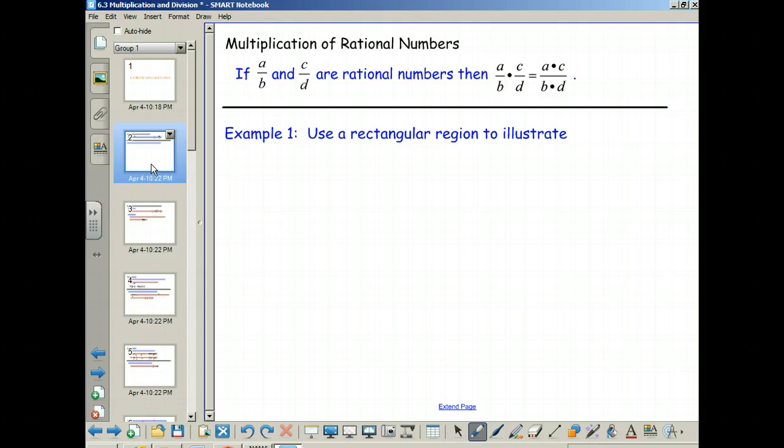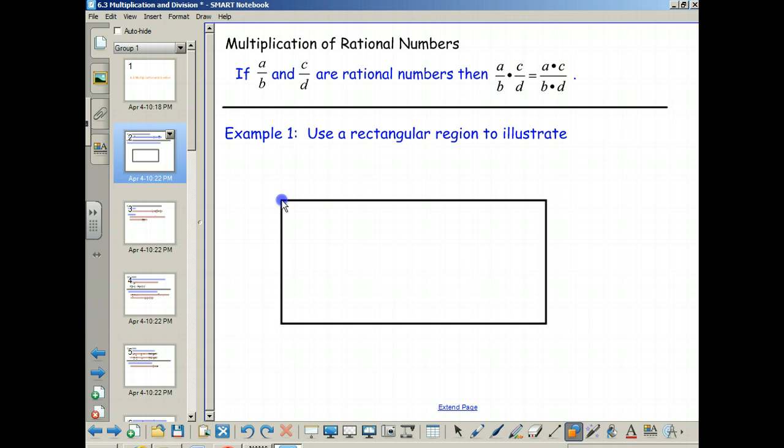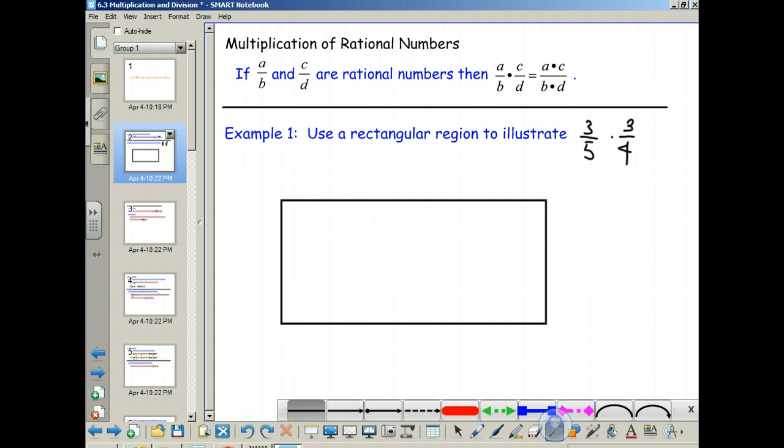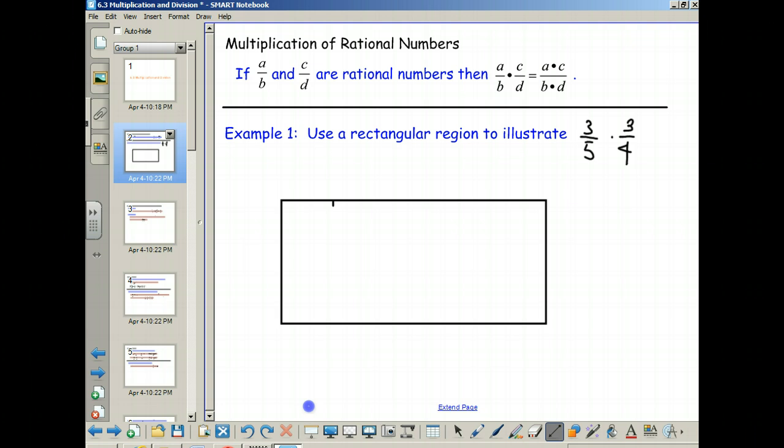First thing I want to show you is a rectangular region that illustrates how this works. So the first thing we're going to do is create a rectangle. And in our rectangle, we're going to be multiplying the fraction 3 over 5 times the fraction 3 over 4. So the first thing I want to do is take my rectangle and divide it into 5 equal columns. And I will do my best to make them look equal. And then I'm supposed to shade 3/5 of this diagram. So that means 3 of these 5 columns.